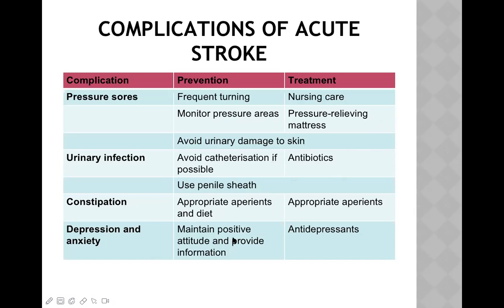Regarding depression and anxiety, maintain a positive attitude and provide information. This is a preventive aspect. A lot of counseling is necessary. We need to explain the whole disease process to the patient, and what they can do later on. The same counseling should be given to the family members as well, wife, son and daughter, who are going to take care of this patient now, because this patient cannot move properly, probably cannot feed properly, so somebody has to be there at home to take care.